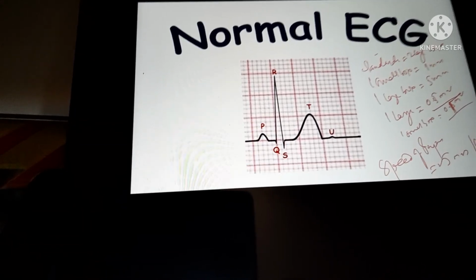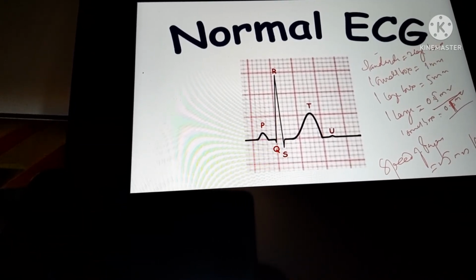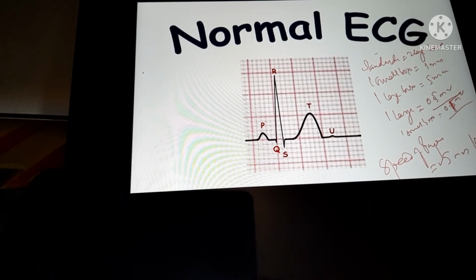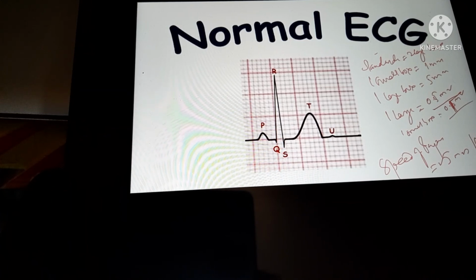I think it would have been cleared by now how to interpret a normal ECG. We have just discussed the standardization. Subsequent details of ECG I will be showing in my further, upcoming blogs.